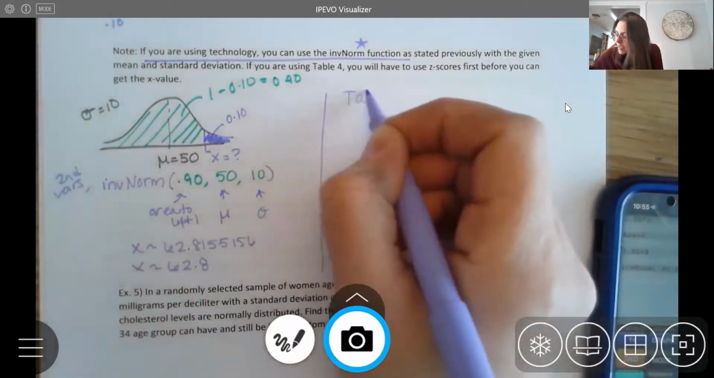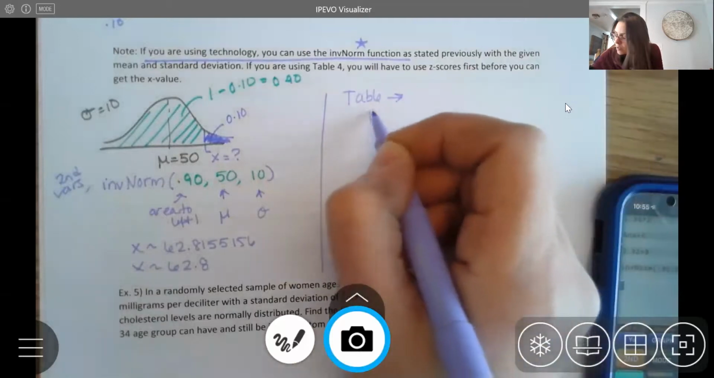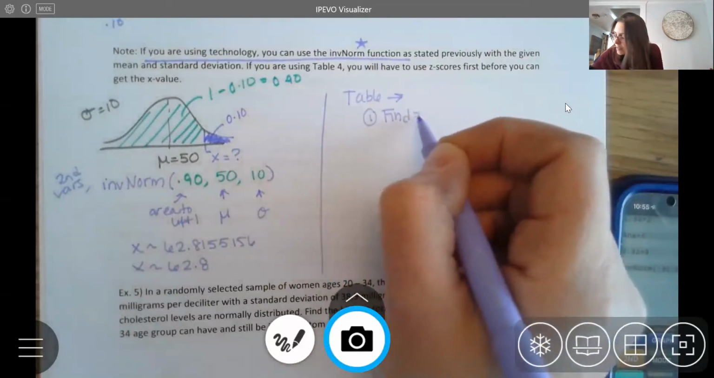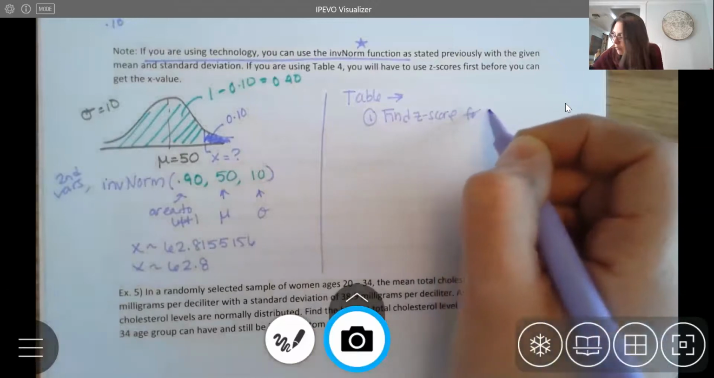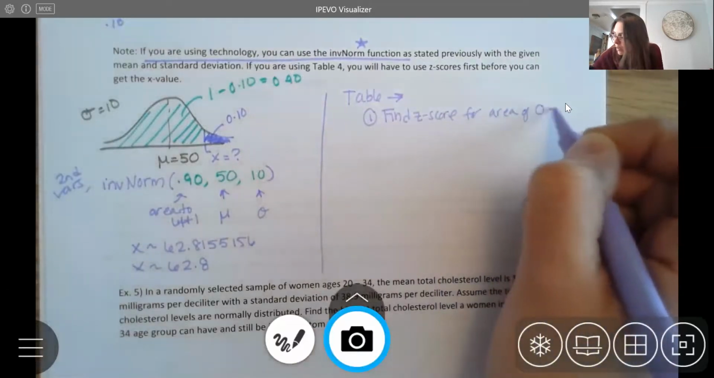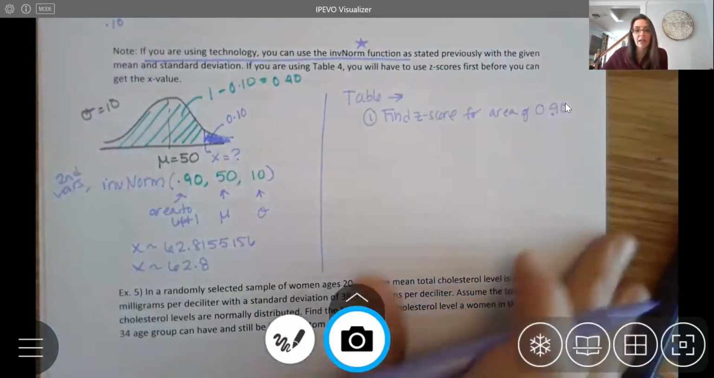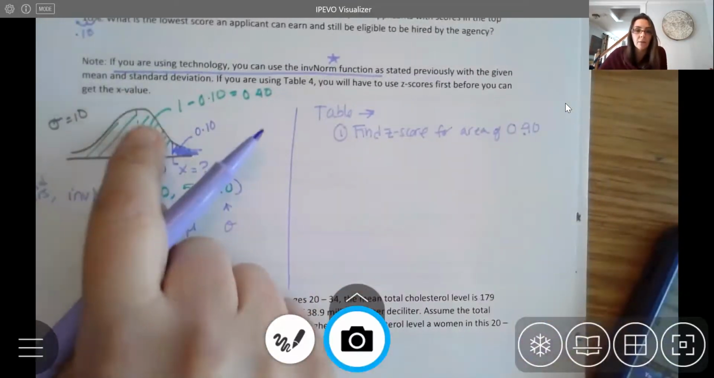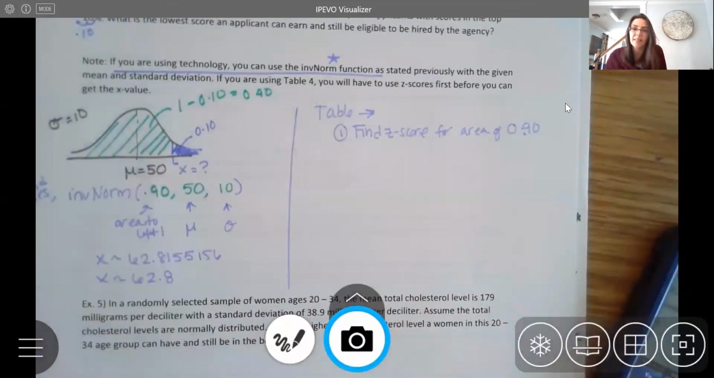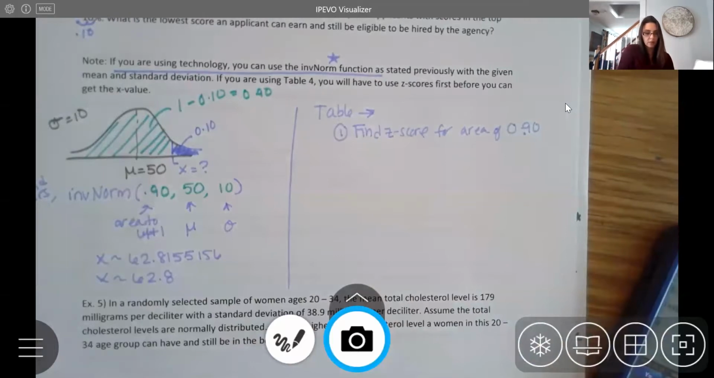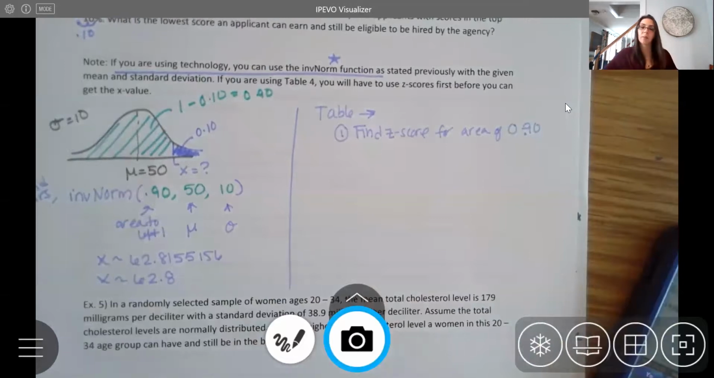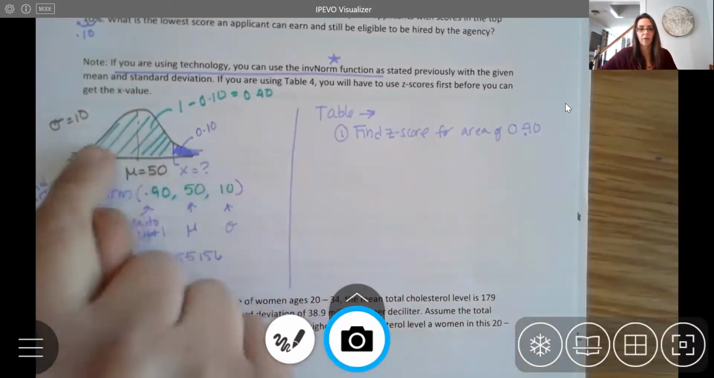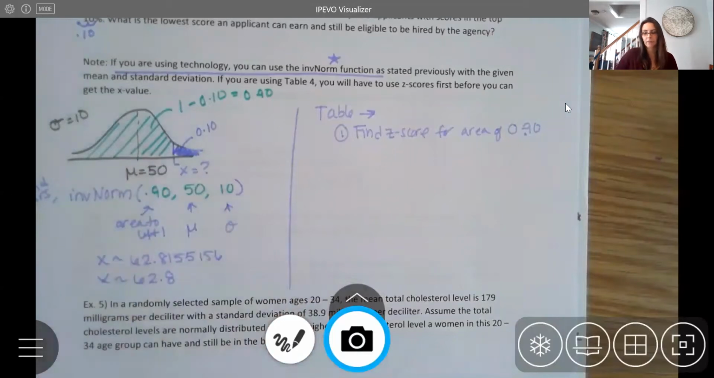Okay, so if we're going to use that table, the first thing I need to do is find the z-score for the area of 0.90. So you're still using the area to the left like we did here. But if I'm using the table, my table only has z-scores. It doesn't have x values. So you can only get the z-score first. So let's bring that out. And again, I'm looking at the positive side because I know it's going to be over the 50% mark. So my z is going to be positive here.